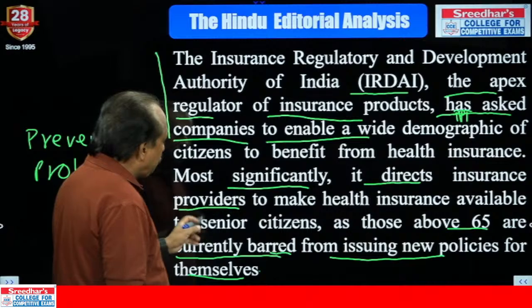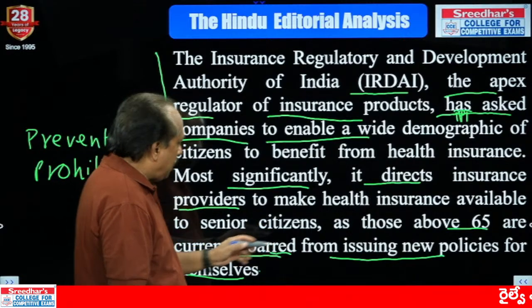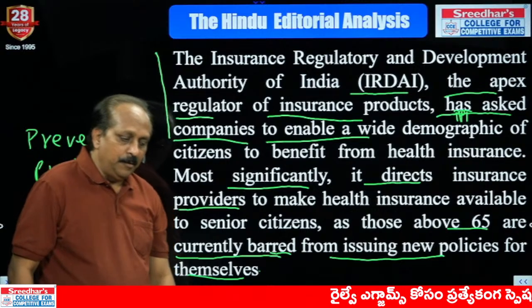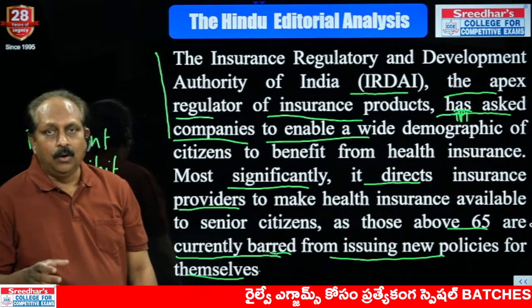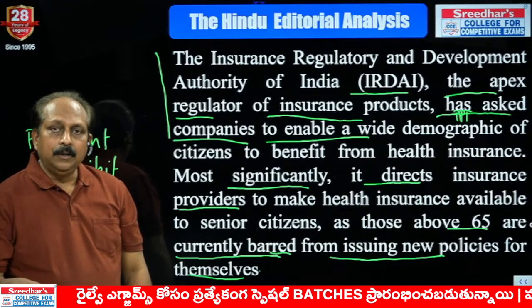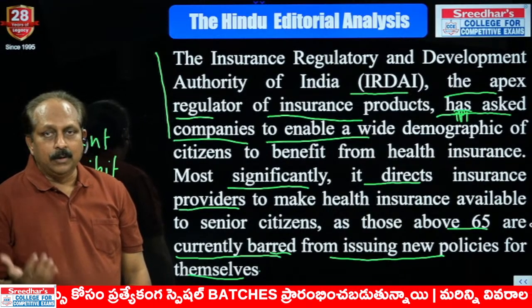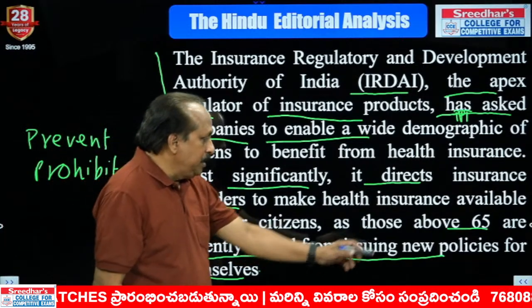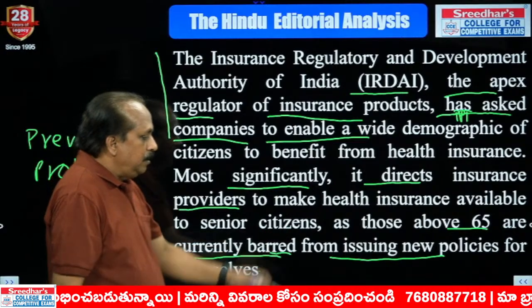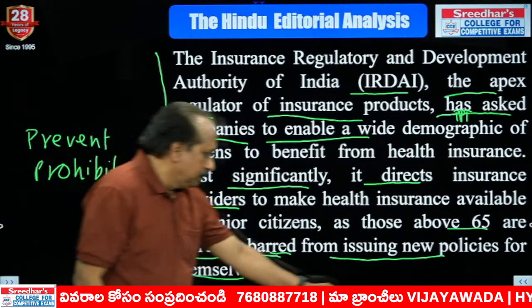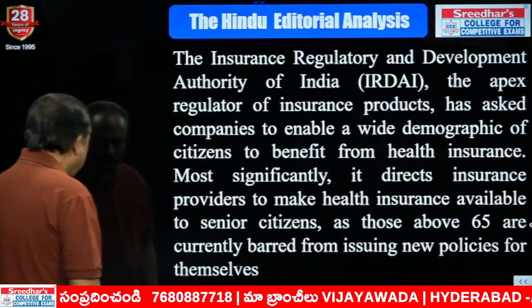It directs insurance providers to make health insurance available to senior citizens. Why should it be available to senior citizens? Because the senior citizens 65 plus right now are barred from taking the policy, means prohibited from, prevented from issuing new policies for themselves. Here, issuing new policies means taking a policy for themselves. This is the main idea.